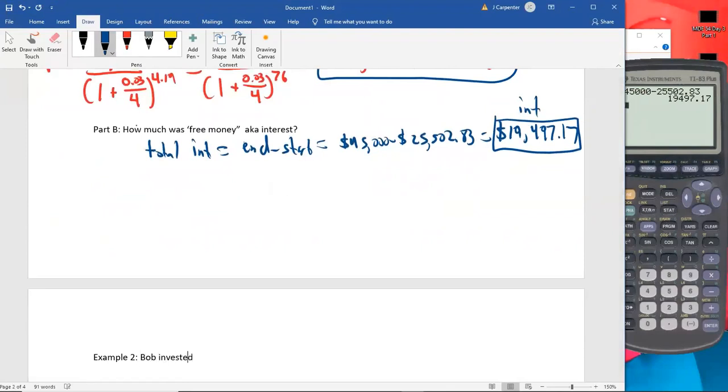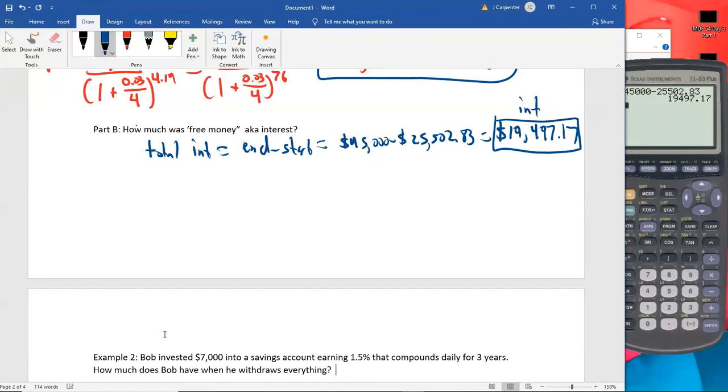Bob invested, let's go with $7,000 to a savings account, earning 1.5%, compounds daily for 3 years. How much does Bob have when he withdraws it? When he withdraws everything? How much interest did he earn over 3 years?